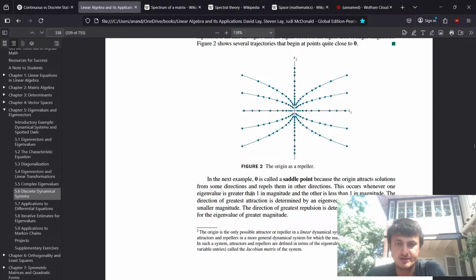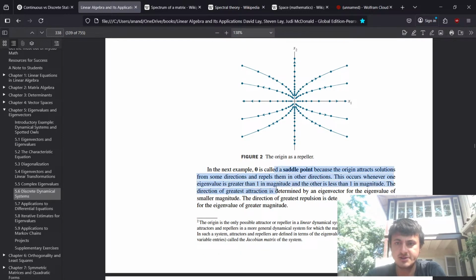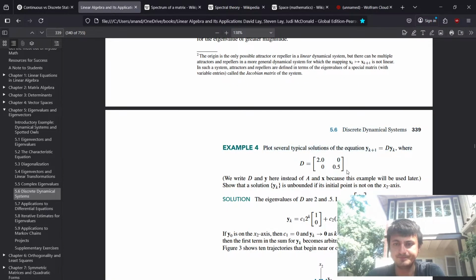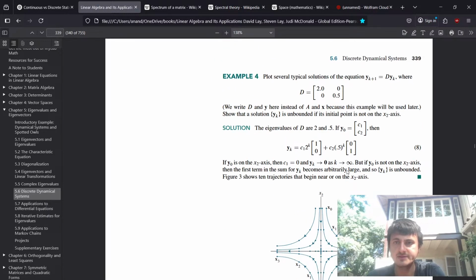So, okay. In the next example, 0 is called a saddle point because the origin attracts solutions from some directions and repels in other directions. All right, cool. This is the exact same as what we've seen.